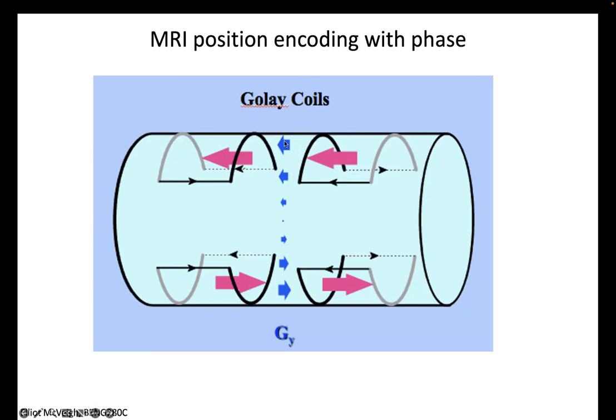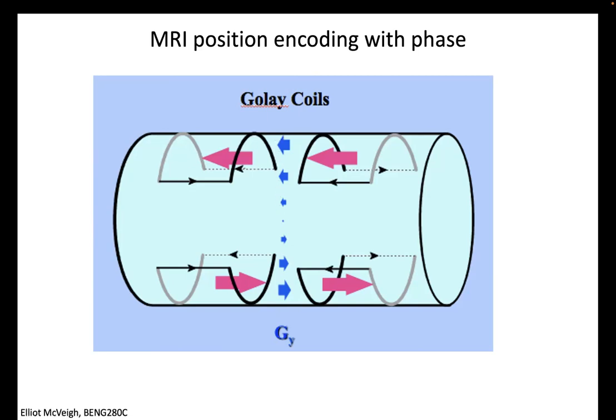So the net effect is at the middle, I don't get a change. As I move up towards these current elements, I get a greater change in this direction. As I move down towards these elements, I get a greater change in this direction. And that provides this change as a function of Y in the magnetic field, and that's the Y gradient.